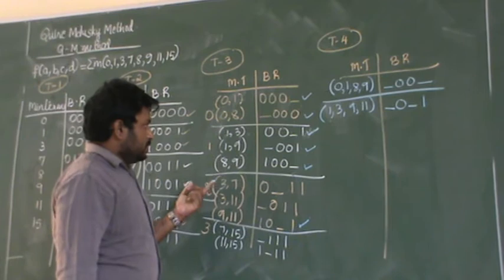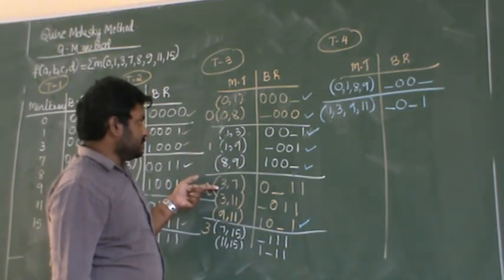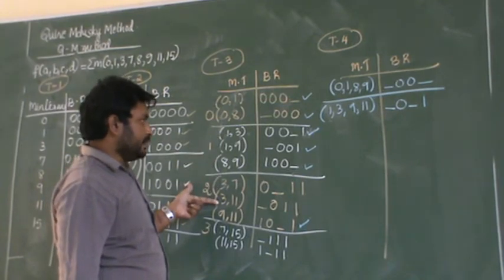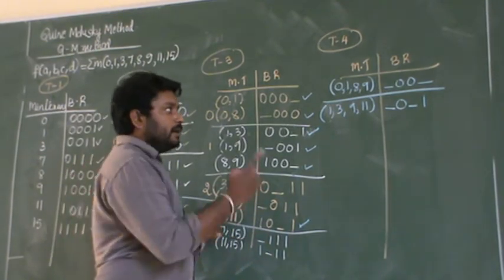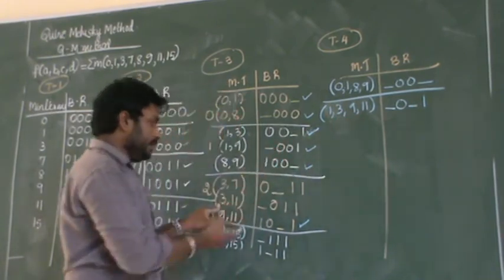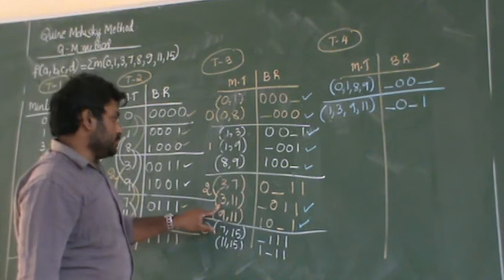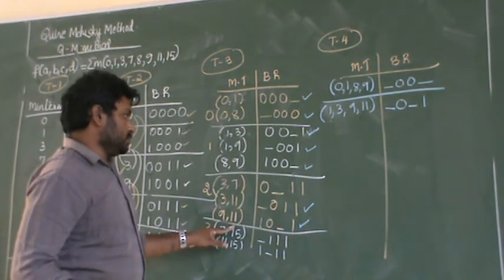Next, 1 9 with 3 7. Is it possible? No. 1 9 with 3 11 is possible, but I should not write it because 1 9 3 11 is already there. You have to put a tick mark there. 1 9 with 3 11 is already written. 1 9 with 9 11 is not possible.